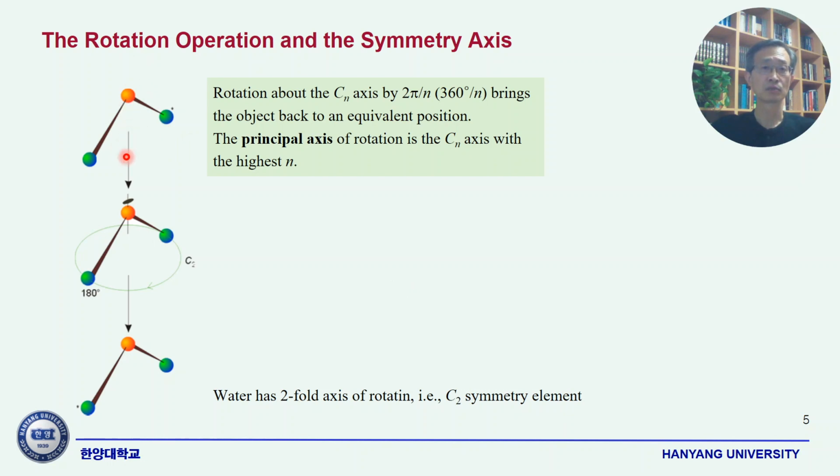And in this case, this is just one operation or rotation. So that C2 axis is the principal axis of rotation. If there are several axes of rotation, then the rotation with the highest n, the largest n, is the principal axis of rotation. In this case, there is just one, so C2 is the principal axis of rotation for the water molecule.